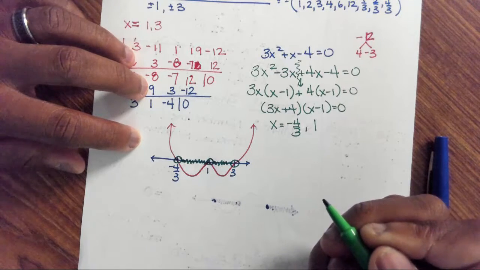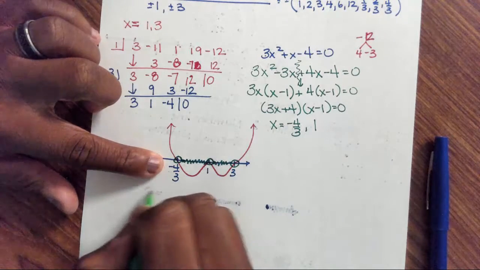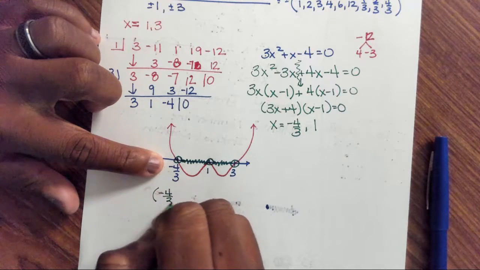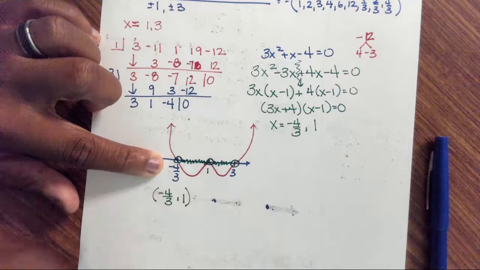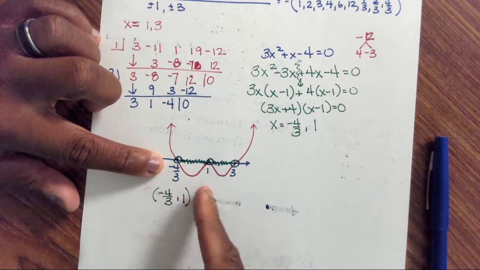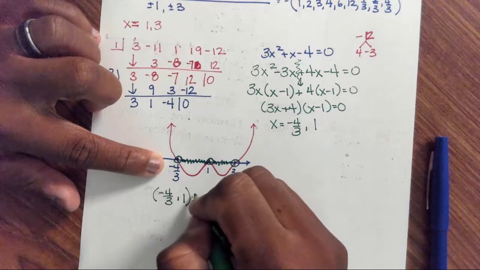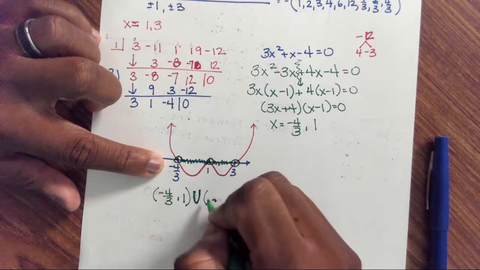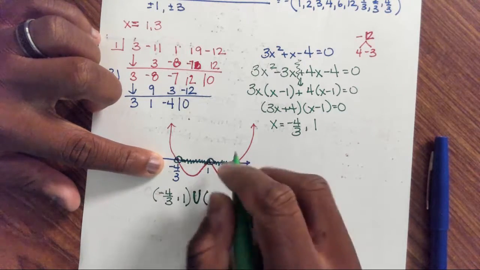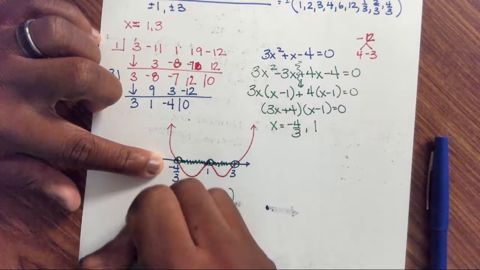Everybody got that? Do we include negative 4/3? No, so it's negative 4/3 to 1. Do we include 1? No. And because we're not including the 1, what do we need to put here to connect it? Union. And then it goes from 1 again. Do we include the 3? No. Here's the solutions.